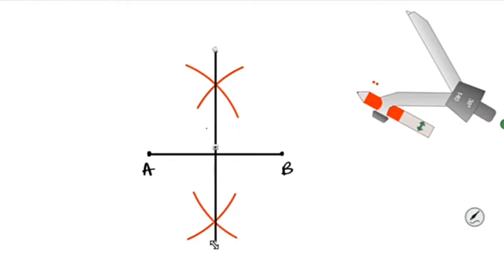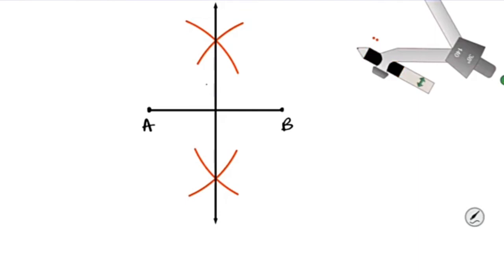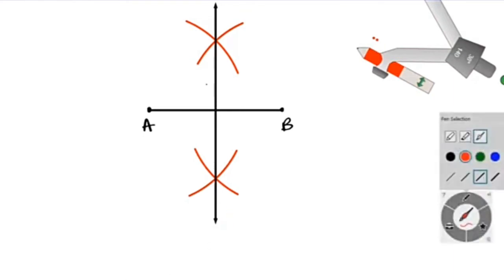This is a very good job, guys. So we have successfully bisected line segment AB. You will discover that that line is a perpendicular line to line segment AB. So when you bisect a line, then you have a perpendicular line dividing the horizontal line into two equal parts. So we label the line L.